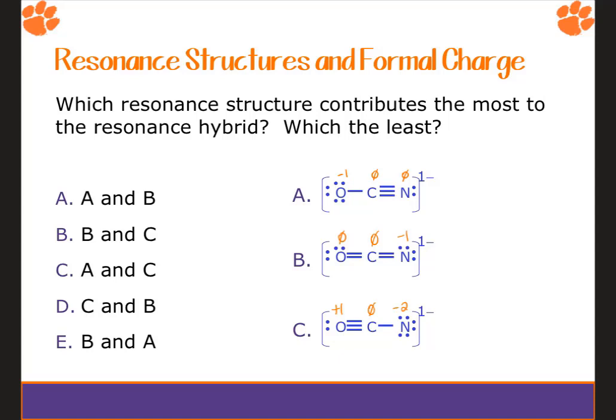So looking at letter A, we have a negative charge on oxygen, and then B, we have a negative charge on nitrogen. So again, the more electronegative atom should carry the most negative formal charge. So here, oxygen is the more electronegative atom, so it's going to want to carry that -1 formal charge over nitrogen. So A is going to be your best structure. It's going to contribute the most to the resonance hybrid. And then C is going to be your worst. So our answer to this problem is letter C.